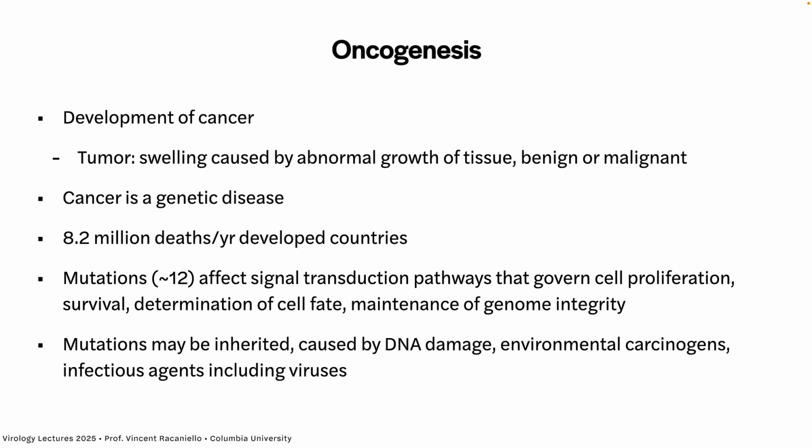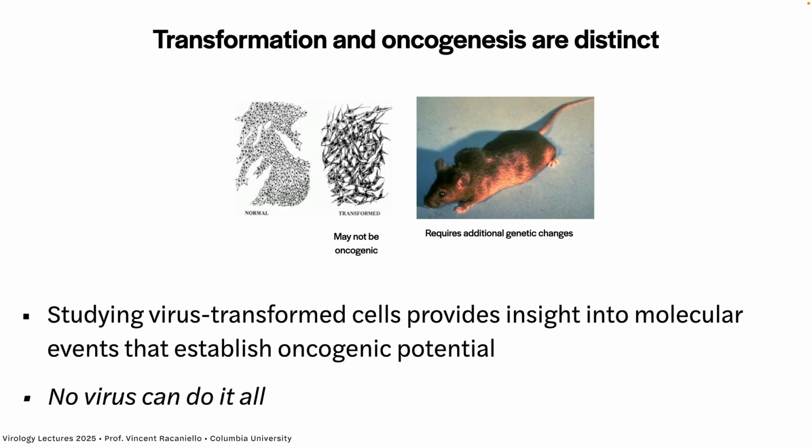So the mutations, besides inherited, can be caused by DNA damage, UV light, for example. And, you know, DNA synthesis is mutagenic, as you know, so that's part of it. Or viruses. Viruses can contribute to those extra mutations. Whether you need 12 or 6 or 1, viruses can help do that. Okay, so that is the difference between transformation and oncogenesis.